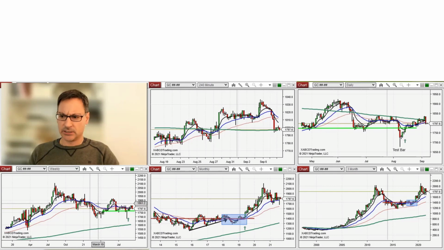And we can see it well on the weekly and better on the daily. Well, the daily has plotted another entry signal. This was a panic sell bar. That's the test, the so-called test bar, an excitable price action event we're looking out for.